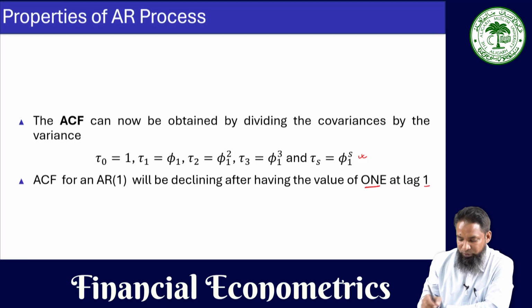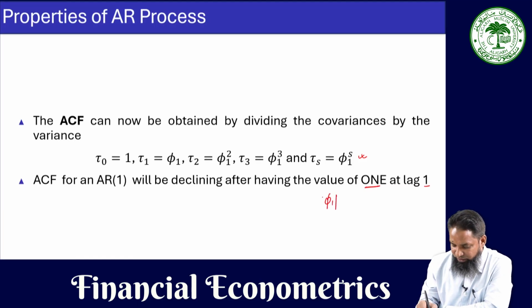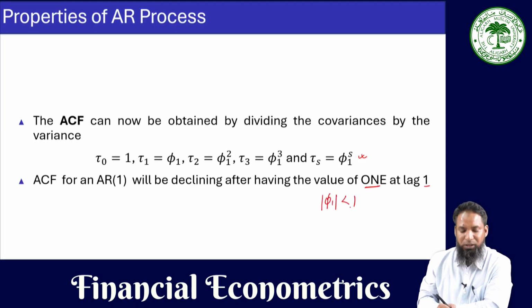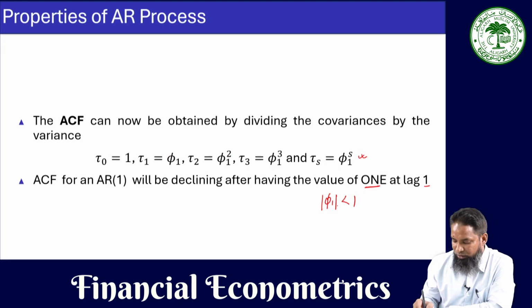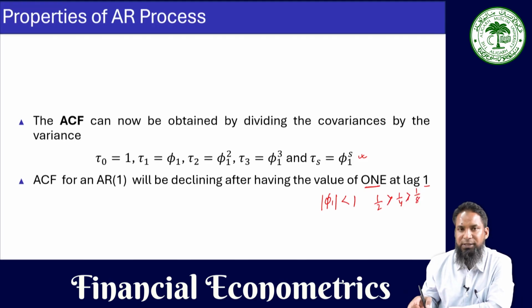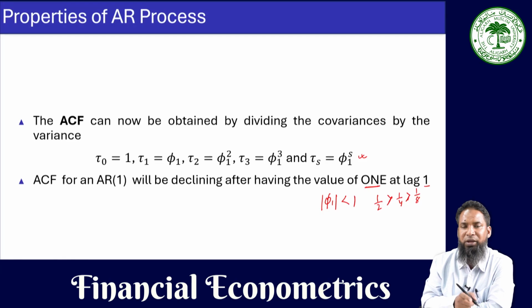Why do we say that? Because we know that the absolute value of phi 1 is less than 1. If we square a value less than 1, it becomes further less and less. For example, if we have half, then if we square it, it becomes 1 upon 4. If we cube it, then it becomes 1 upon 8. So basically, this is more than this and this is more than this. So as time passes, the autocorrelation function of an AR process declines.